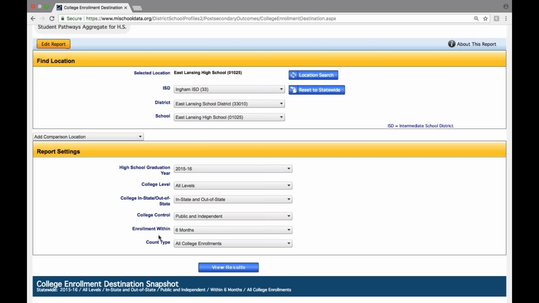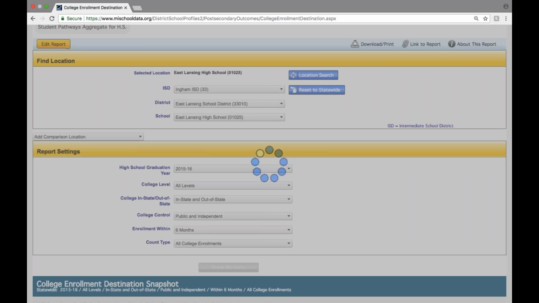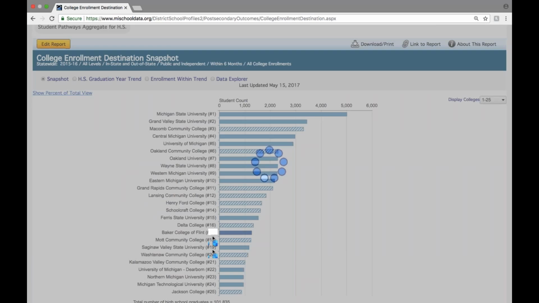And I want to know those students who immediately enrolled into college after graduating high school, which is this enrollment in 6 months. We go out to 48 months, which accounts for gap years or just they entered the workforce first and then decided to return to college. Count type, I'm going to look at all of my college enrollments. I don't care if they went to one community college first compared to another. I want to see everything.